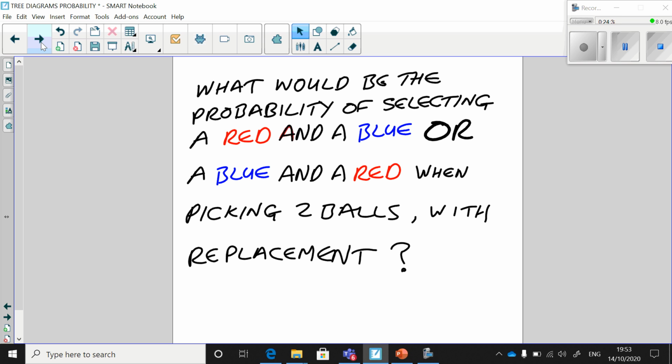So here, what would be the probability of selecting a red and a blue, or a blue and a red? The wording of this might be strange. I'm trying to emphasize the word "or" here, because "or" usually means there's more than one probability that we can add together. So forget about the "and" rule. As long as we got a red and blue, or a blue and a red, in whatever order, it doesn't matter.